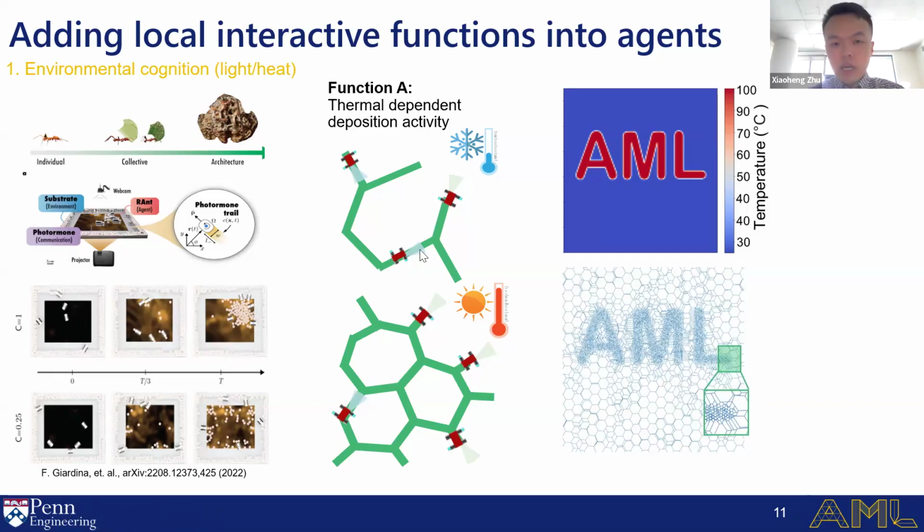For example, we can let our agents deposit more material in hot weather and less material in cold weather. In that case, by implementing a heat map, we can get a heterogeneous structure. You can see that this is AML, our lab's name. We have more material in the high temperature area.